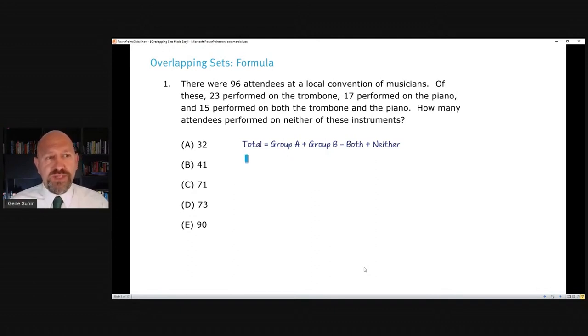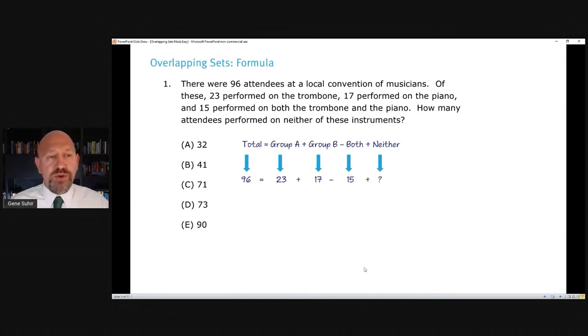We know the total number of attendees, 96. Group A, we'll call the trombone people, that's 23. And group B, we'll call the piano people, that is 17. Now, when you label your group A and group B, when you use this formula approach, they do need to be groups that could potentially overlap. How about the both? Well, that we also know, 15 performed on both. What we don't know is the neither. That's what the question's asking.